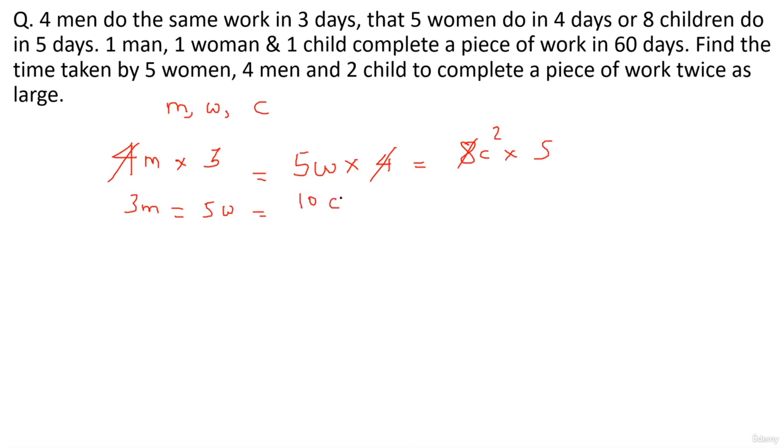3, 5, and 10, the LCM is 30. So you can divide throughout by 30, right? So you will get M by 10 is equal to W by 6 is equal to C by 3. Or efficiency of each man is 10 units, each woman is 6 units, each child is 3 units, right?